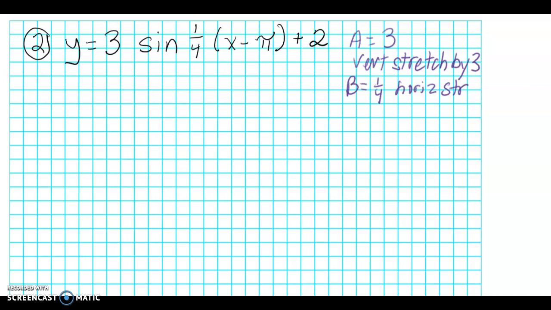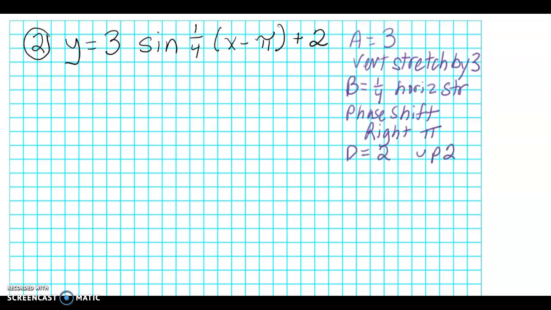We see we have a phase shift going on here. That pi, so we have a phase shift, and that means we are going to the right pi length. And then I see I have a D, and my D is 2. And so that just means I'm taking my graph up 2.